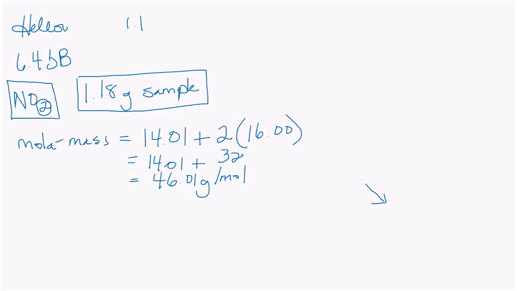So we're going to take that 1.18 gram sample, and you can straight divide it by 46.01, but I like to use the conversion factor, which is 1 mole of NO2 equals 46.01 grams, and that way my grams cancel out. It's still dividing, because I take my 1.18, multiply by 1, which doesn't change anything, and then divide by 46.01. That's the same as saying 1.18 divided by 46.01, just written the long way. So 1.18 divided by 46.01, and I get 0.0256 moles.